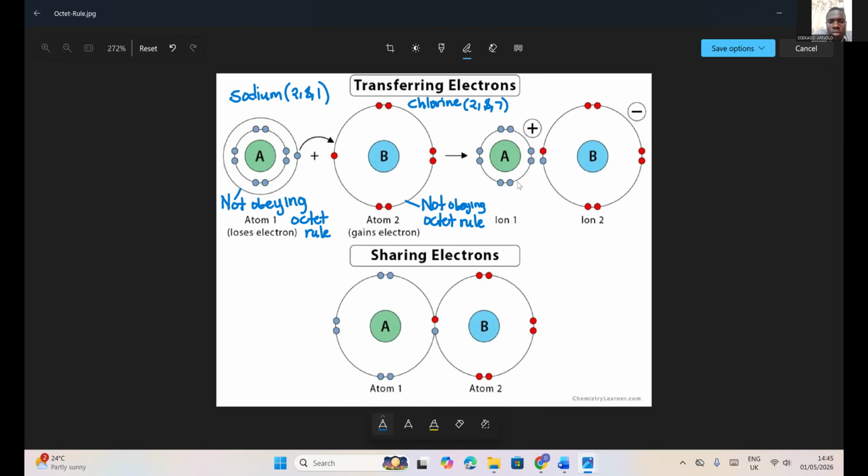Now you see this one here. This obeys, it obeys the octet rule. Also, this obeys the octet rule. So atoms of elements participate in bonding to achieve the octet rule.